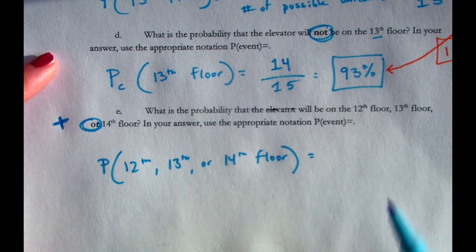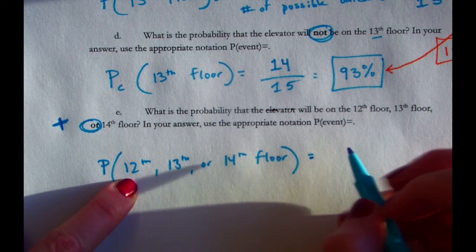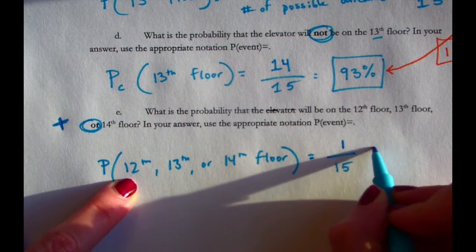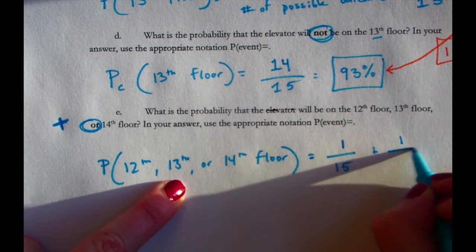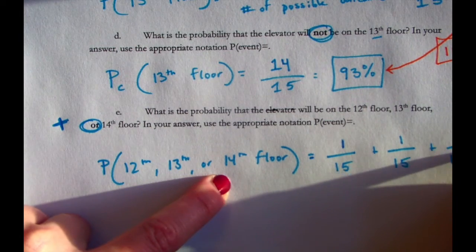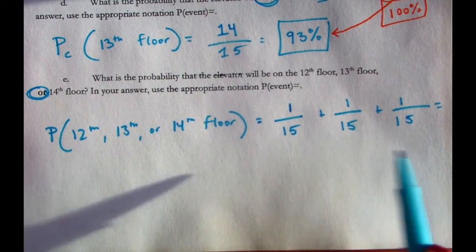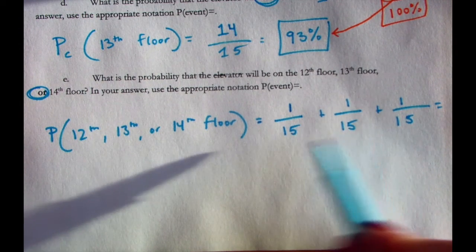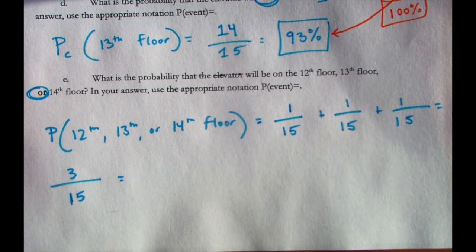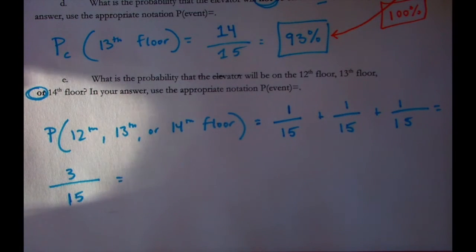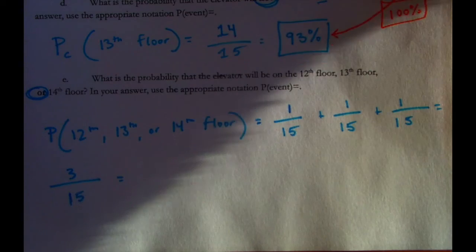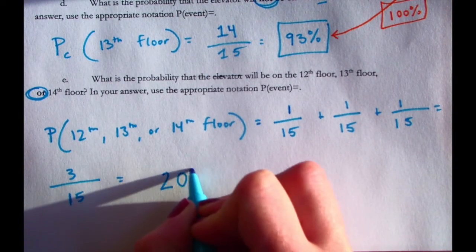But just for the sake of this problem, what we're actually doing is we're taking the probability of the 12th, which is 1 over 15, plus the probability that we're on the 13th, which is also 1 over 15, plus the probability we're on the 14th, which is 1 over 15. So the probability of those 3 floors all happening, I'm fine with any of these 3, I don't care. So I actually have 3 possible chances of getting what I want out of a total of 15. So the more desired outcomes I have, the more likely something is to happen in my favor, which makes sense. So I have 3 over 15, which is going to give me exactly a 20% probability of falling on one of those 3 floors.